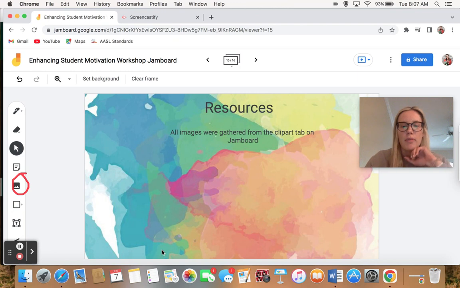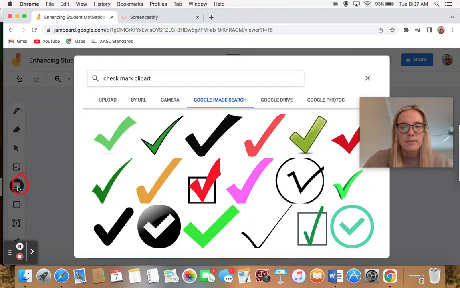And here is my resources page. On my resources page, I just simply wrote that all images were gathered from the clip art tab on Jamboard, which I've circled right here. This is the clip art tab. I just clicked on it and typed in whatever clip art I was looking for. This specific time I was looking for the check mark for my checklist page. And then I just clicked on it and it downloaded straight to my Jamboard.